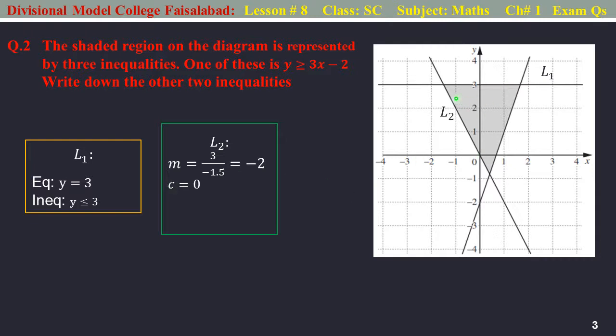So write the equation of this line L2, which is y is equal to -2x plus 0. And what will be its inequality? Because the shaded region or defined region is above this line, this equality sign will be replaced by a greater than or equal to sign, because the line is solid. So this is the second inequality. One inequality was given and the other two inequalities we have written.